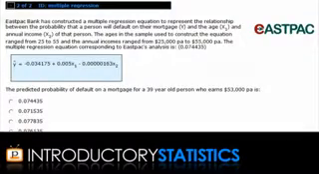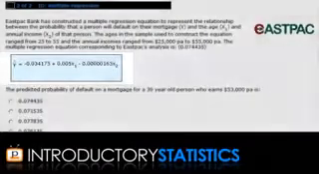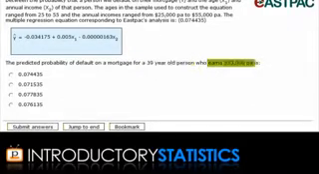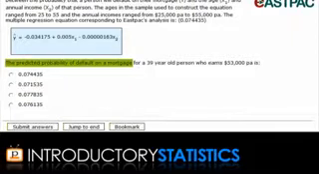In this question, Eastpak Bank has developed a model to predict the probability that a person will default on their mortgage. This model takes into account two explanatory variables, the age of the person and their annual income. The regression model that the bank developed is given here. Now, the bank is looking at a person who is 39 years old and earns $53,000 a year. What is the predicted probability that they'll default on their mortgage?